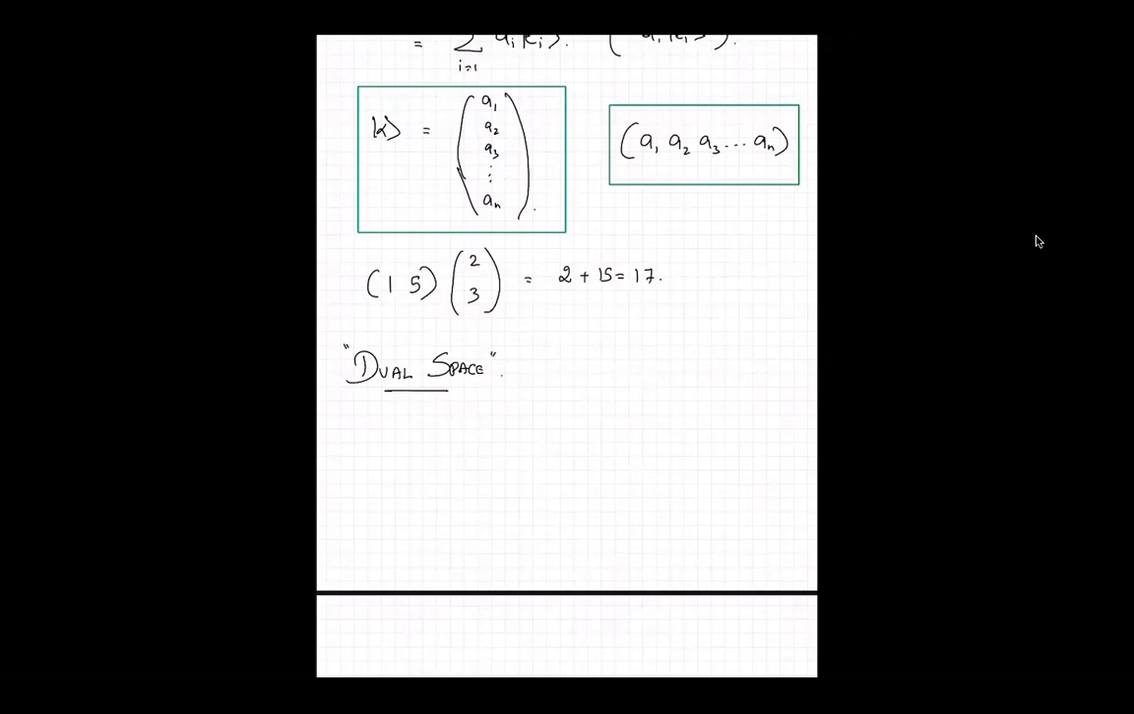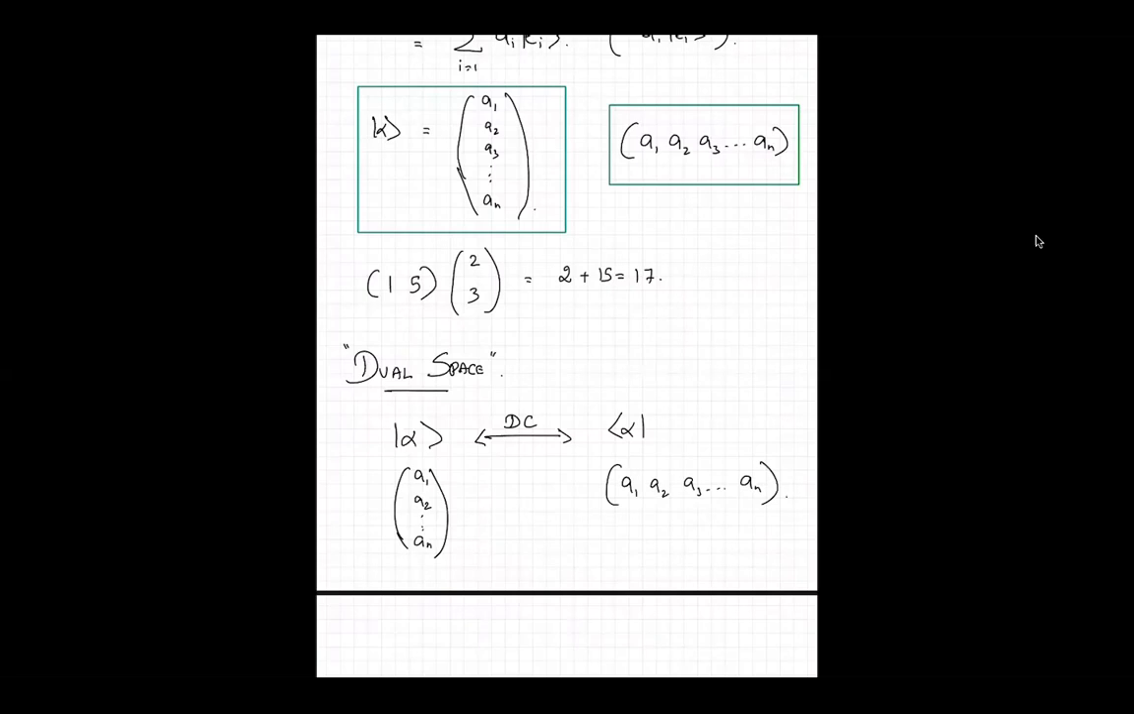To every vector alpha, there is a corresponding, there is this DC, which is called dual correspondence. This is a symbol of Sakurai. There is a corresponding row vector, which I will call by this notation. So if this guy is a column vector with A1, A2, up to AN, this guy is a row vector with A1, A2, A3 up to AN.